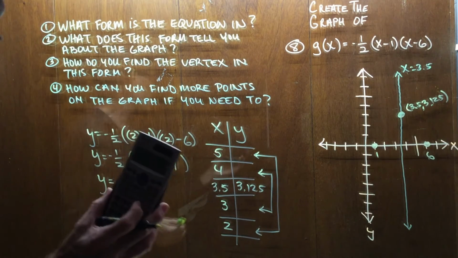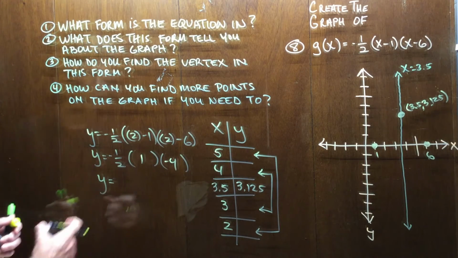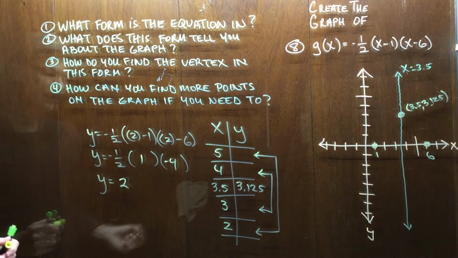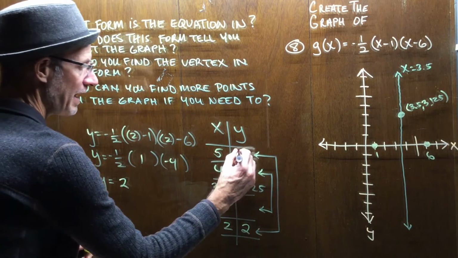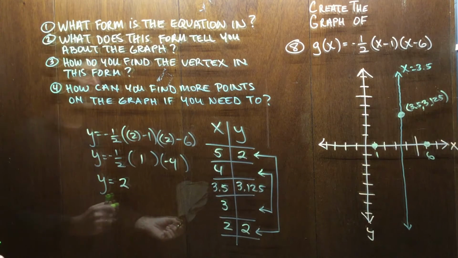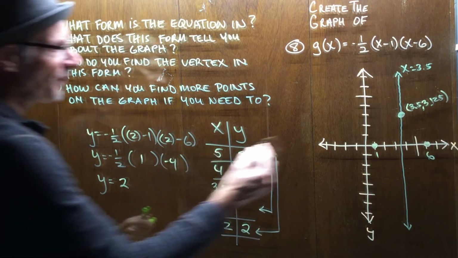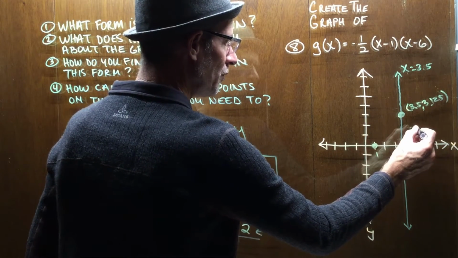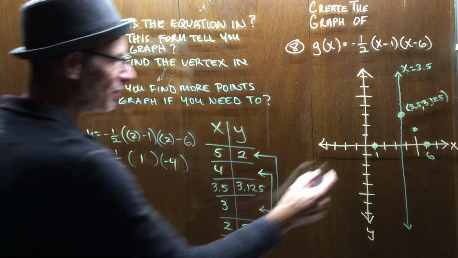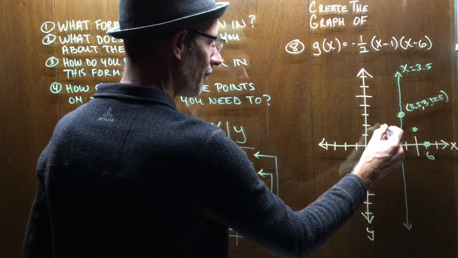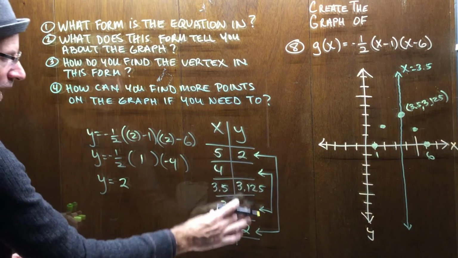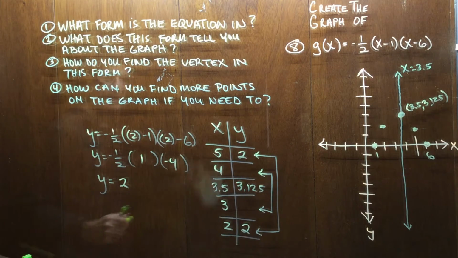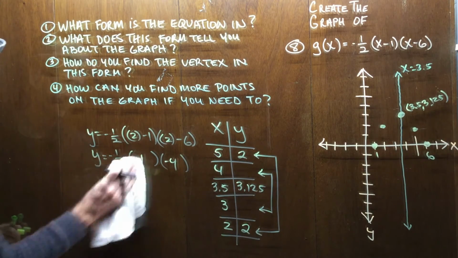And again, if you think you're going to make a mistake, use a calculator. But that comes out to positive 2. So I'm going to have a positive 2 here and a positive 2 there. So I know if I go over 5, I should go up 2. And if I go over 2, I should go up 2. Now I'm going to do one more problem. I'm going to figure out what happens when I put 3 into my equation.